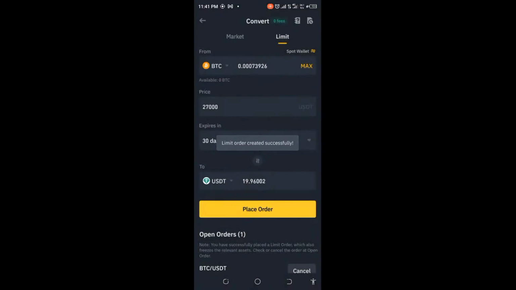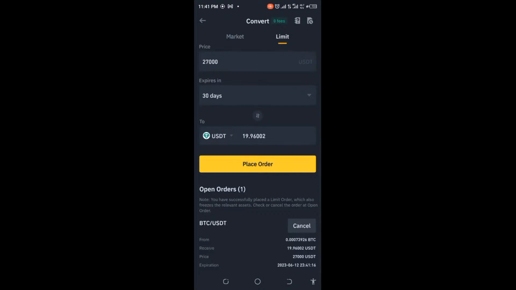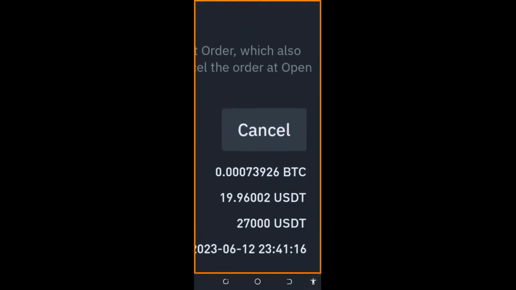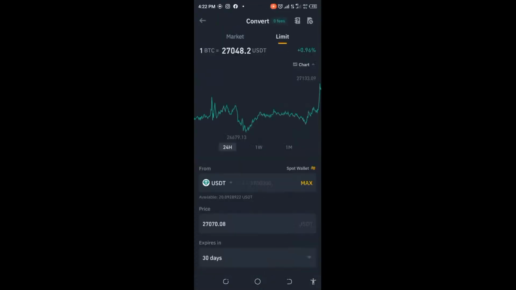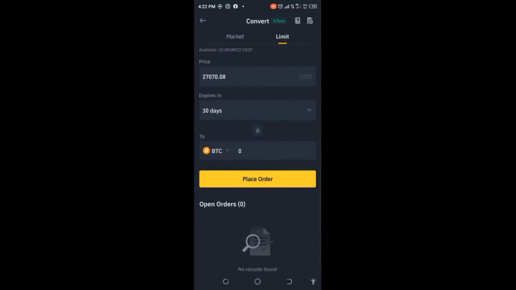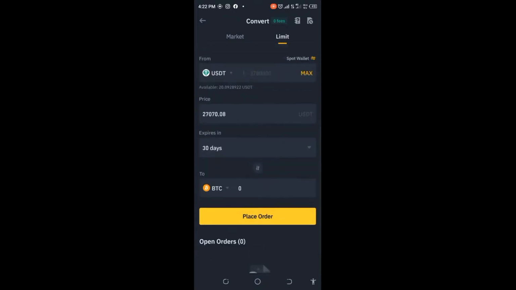So this is supposed to give us 19.96, which is like 10 cents more. Well, let's see how this goes. I'll be back to give you the results. Yes, I'm back, and it has already converted. Okay, yeah. So I guess you're seeing how to do this conversion by limits, right? Because I ain't doing conversion directly, because if you do conversion directly, it's going to give you by market price. Okay, so right now it has hit 27 and it's already converted.